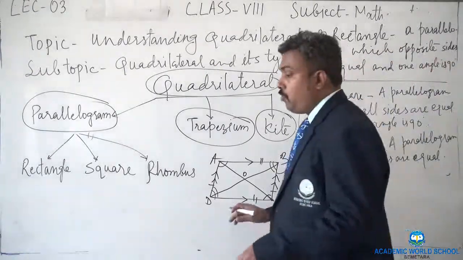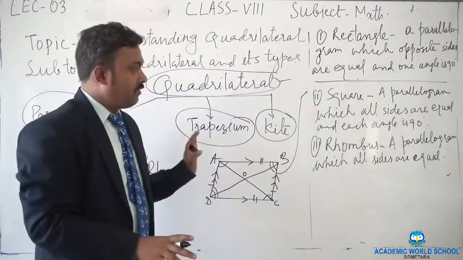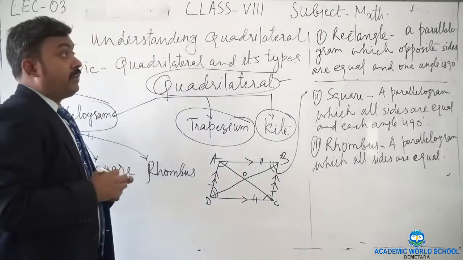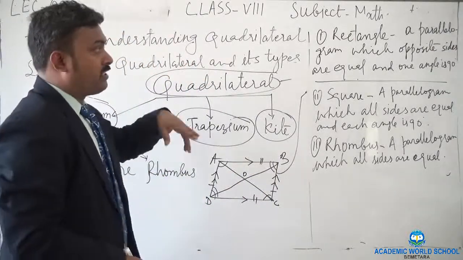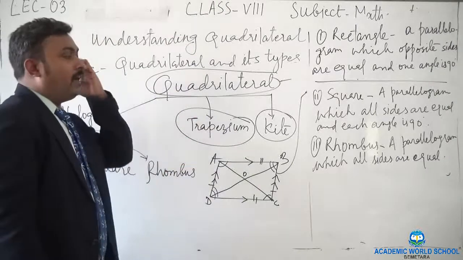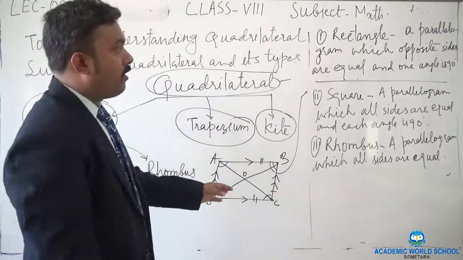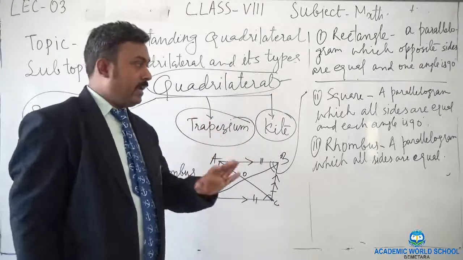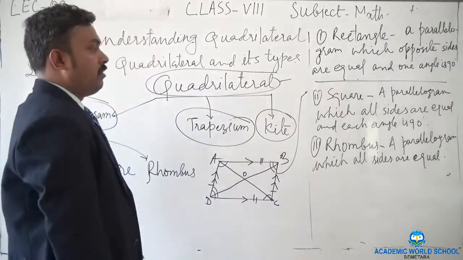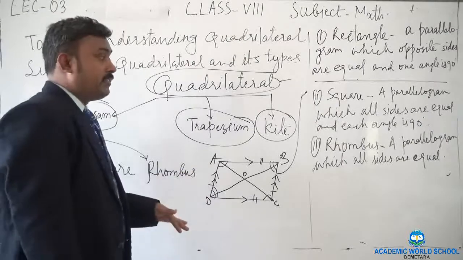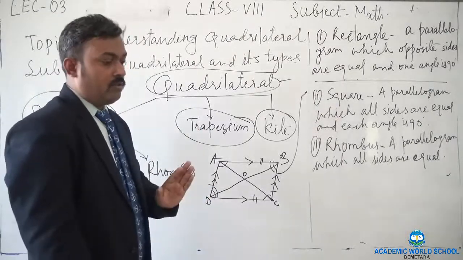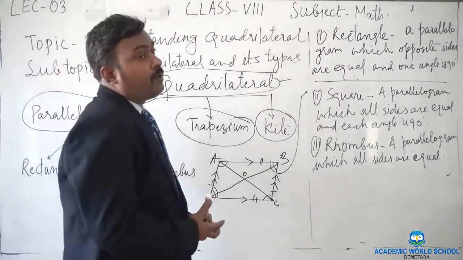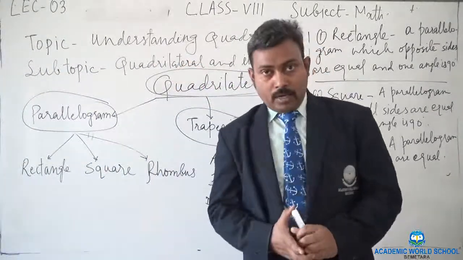There is no property associated with the interior angle. So a rectangle is a parallelogram whose opposite sides are equal and one angle is 90 degrees. A square is a parallelogram whose all sides are equal and each angle is 90 degrees. And a rhombus is a parallelogram whose all sides are equal. So let's talk about the properties of each of these parallelograms.